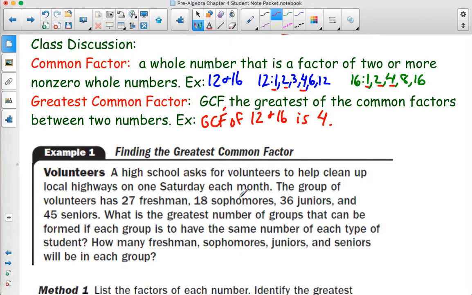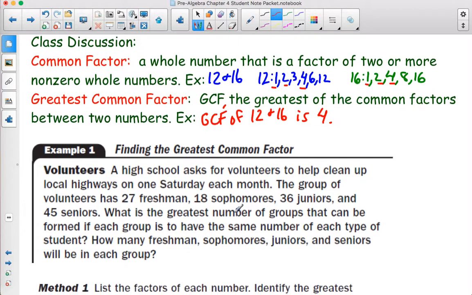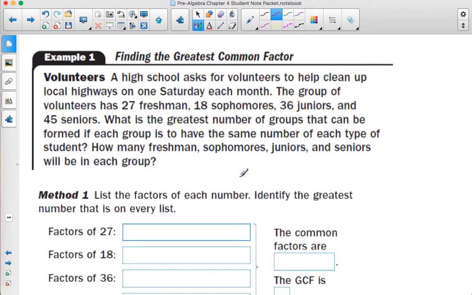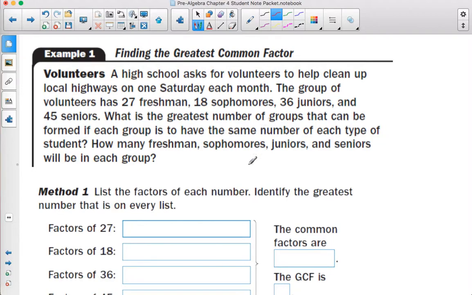Where are greatest common factors useful? They're useful when I'm trying to divide groups and find what's the biggest group I can make while splitting into different parts. So here's an example. A high school asked for volunteers to help clean up local highways on one Saturday each month. The group of volunteers has 27 freshmen, 18 sophomores, 36 juniors, and 45 seniors. What is the greatest number of groups that can be formed if each group is to have the same number of each type of student? So that's saying, what's the largest amount of groups that we can make so that there's the same amount of freshmen, sophomores, juniors, and seniors?